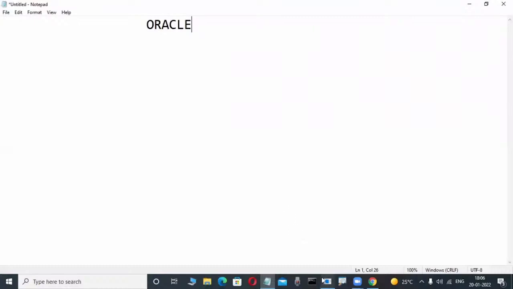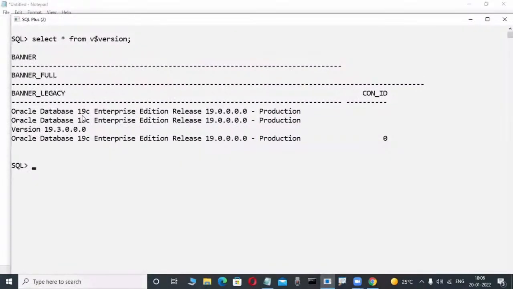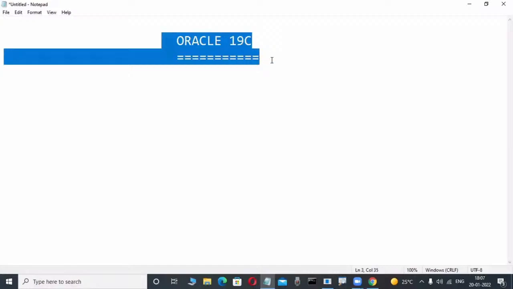But in our class, this software is available. 19c we are learning only. C means cloud technology. Cloud computing is there. In olden days, grid computing was there. Now cloud. What is cloud and all these things, we will understand. Now this is Oracle 19c. 19c means cloud technology. This is the latest version we are learning in our class.